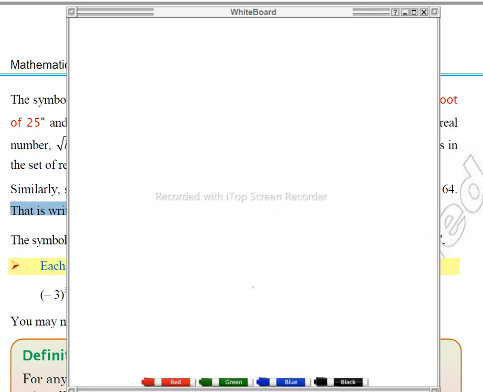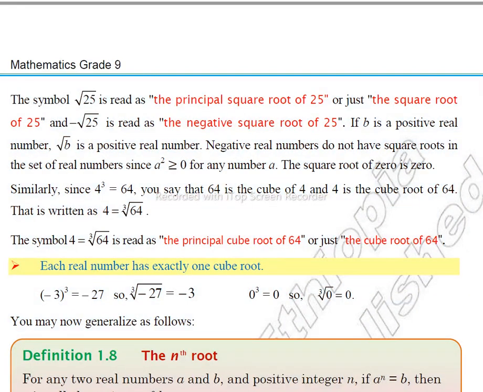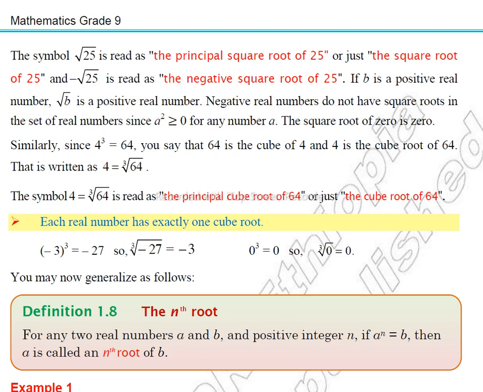We see this with an example. The symbol for the cube root of 64 is read as the principal cube root of 64, or just the cube root of 64. We can read it like this.